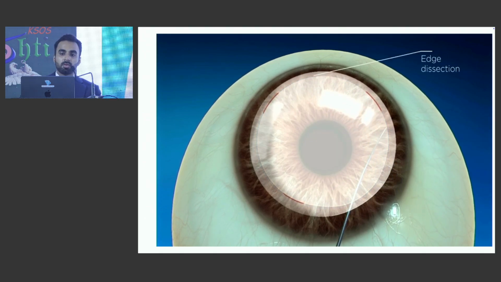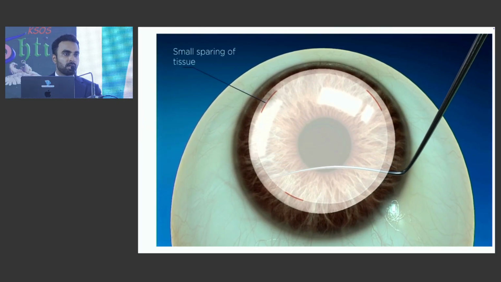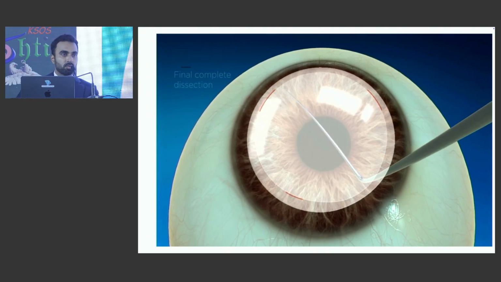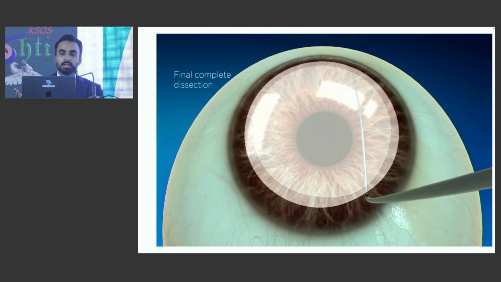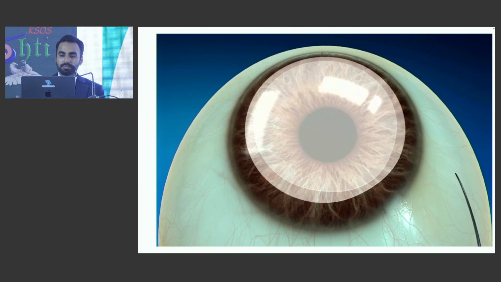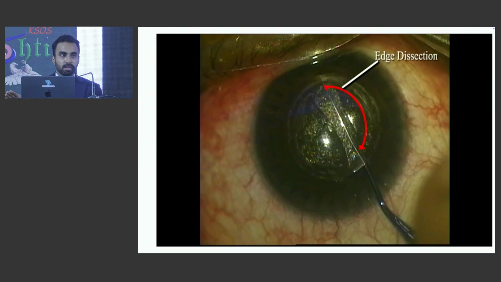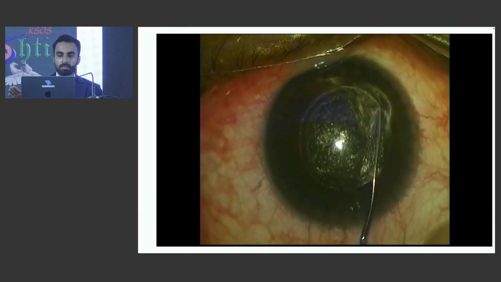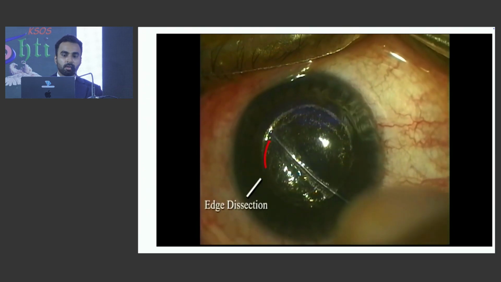Once you've done that, you can start to separate the edge, but keep anchors of tissue intact so the lenticule does not fold over. If you just do it in one sweeping maneuver, the lenticule will fold over and you will not be able to find it so easily. So what you do here is, in the final step, ensure that there are some anchors of tissue intact, and then you can very gently do the edge dissection in one half. So I'm doing it now from the 12 to 6, and then I'm leaving an uncut edge there on purpose, just there to anchor the lenticule, and then do it in the other half.